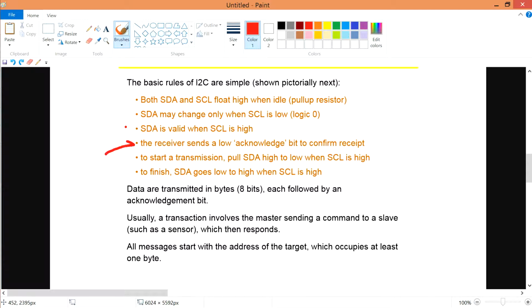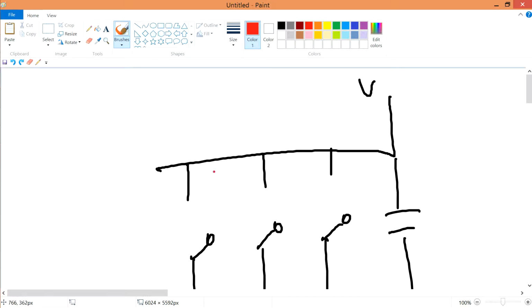So the receiver sends a low acknowledgement bit to confirm receipt. Alright, I don't know which receiver it is talking about. I think that is the SDA or whatever. Or I think that the receiver is the one that received your SDA.